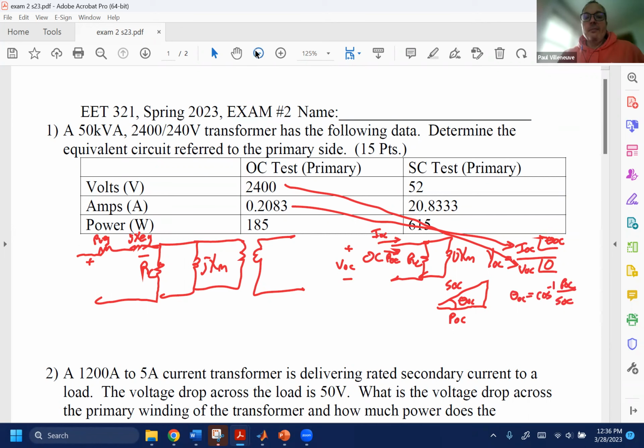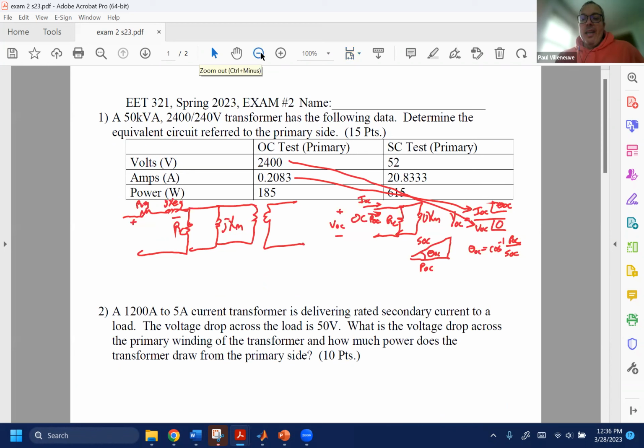Let me see if I can zoom out just a little bit. Let's move this up over here because I'm running out of space. So Y open circuit, once I do the calculation, is going to be 1 over R sub C minus 1 over JXM. When you break those down into rectangular coordinates, you obtain the R sub C term by inverting the real part of Y open circuit. And the imaginary part, you invert to get your magnetizing reactance.